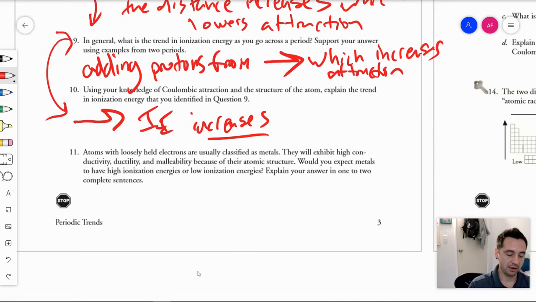Okay. Now, atoms with loosely held electrons are usually classified as metals. They will exhibit conductivity, ductility, malleability because of their atomic structure. Would you expect these metals to have high ionization energies or low? Meaning they can give up their electrons really, really easily. So therefore they would have low ionization energy because they can give up their electrons easily.